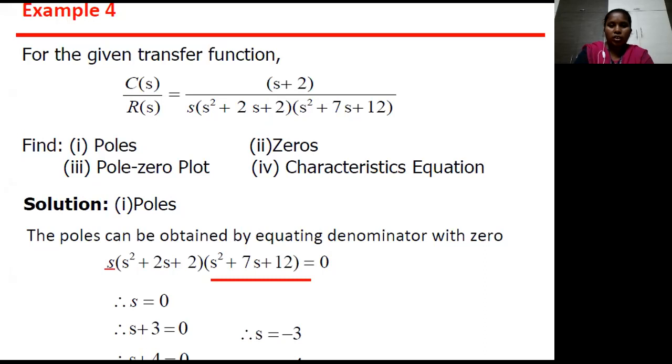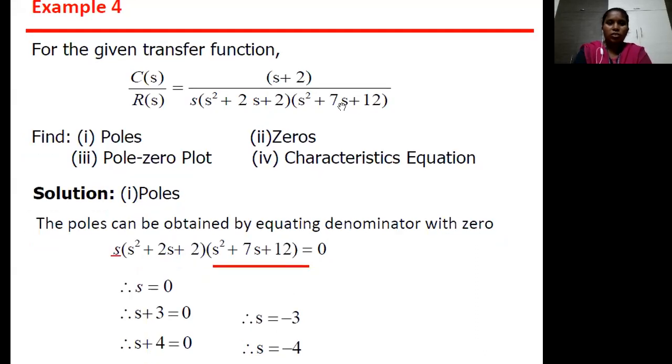Here the transfer function is given as (s plus 2) divided by s into (s square plus 2s plus 2) into (s square plus 7s plus 12). For this transfer function, we have to determine the poles, zeros, pole zero plot and characteristic equation. First of all, what is the procedure to determine the poles? We have to equate the denominator of the transfer function to 0. So by equating the denominator, what will be the equation?